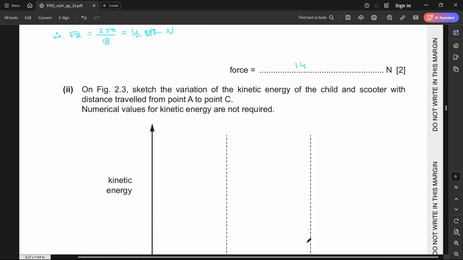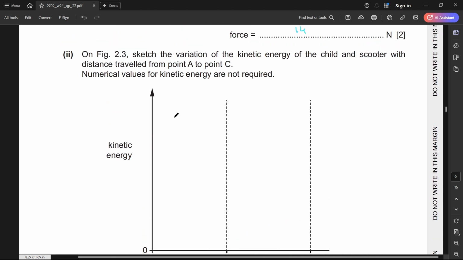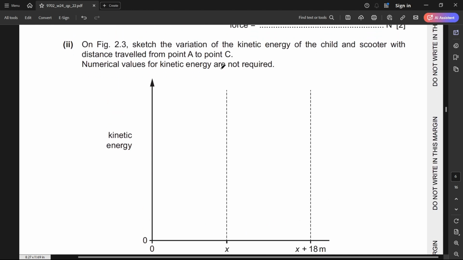Now for the second part, on figure 2.3, sketch the variation of the kinetic energy of the child and the scooter with distance travelled from point A to point C. Numerical values of kinetic energy are not required. No problem. In between 0 to x, there was no work done because of the resistive or braking force. There were only two things, kinetic energy and potential energy.